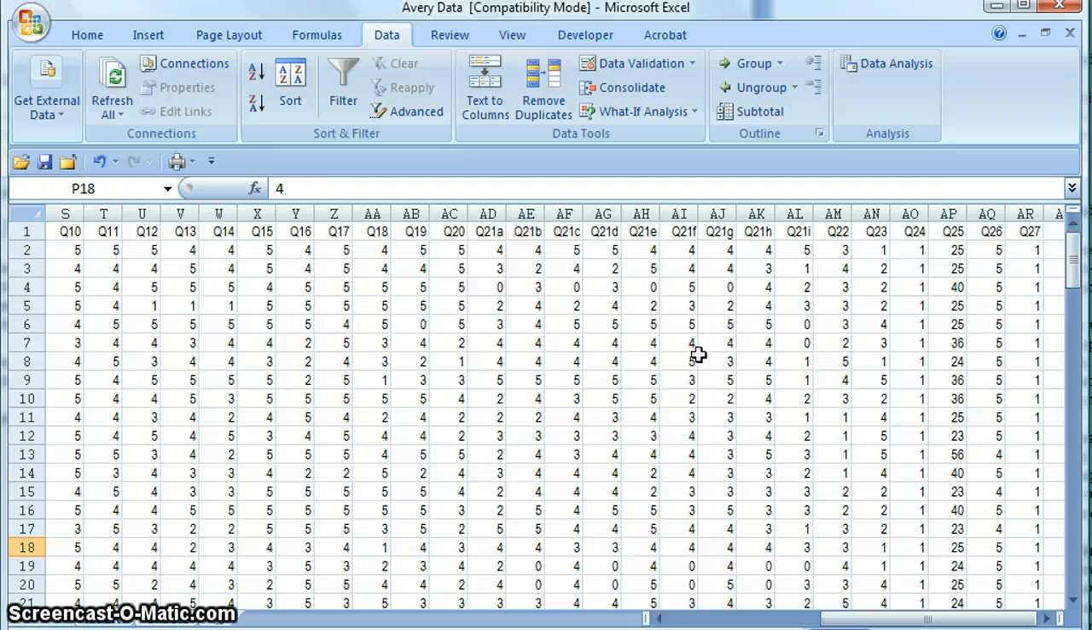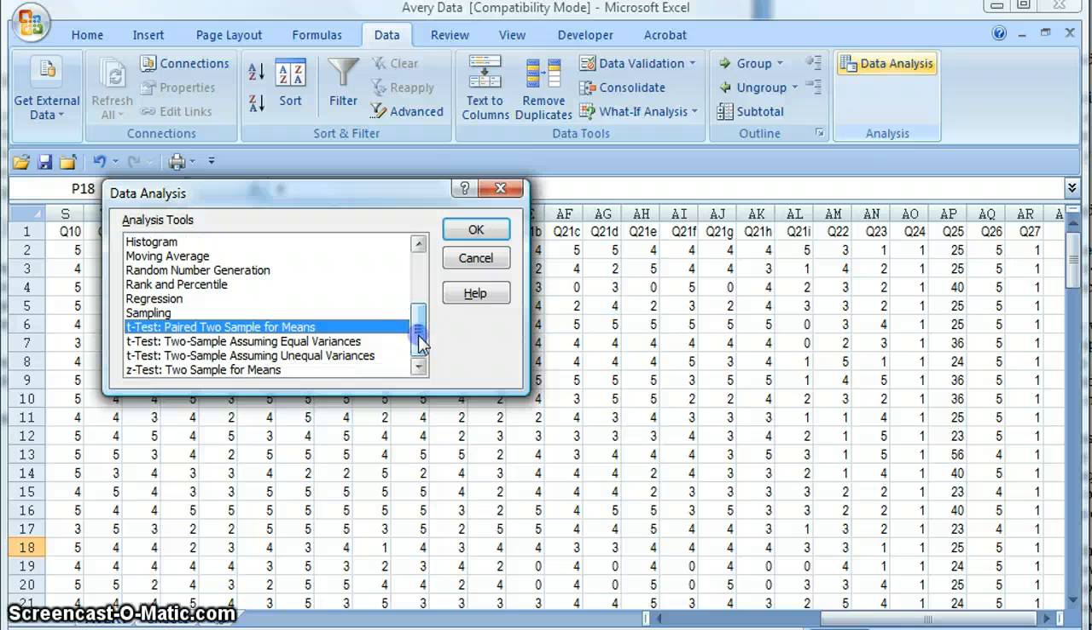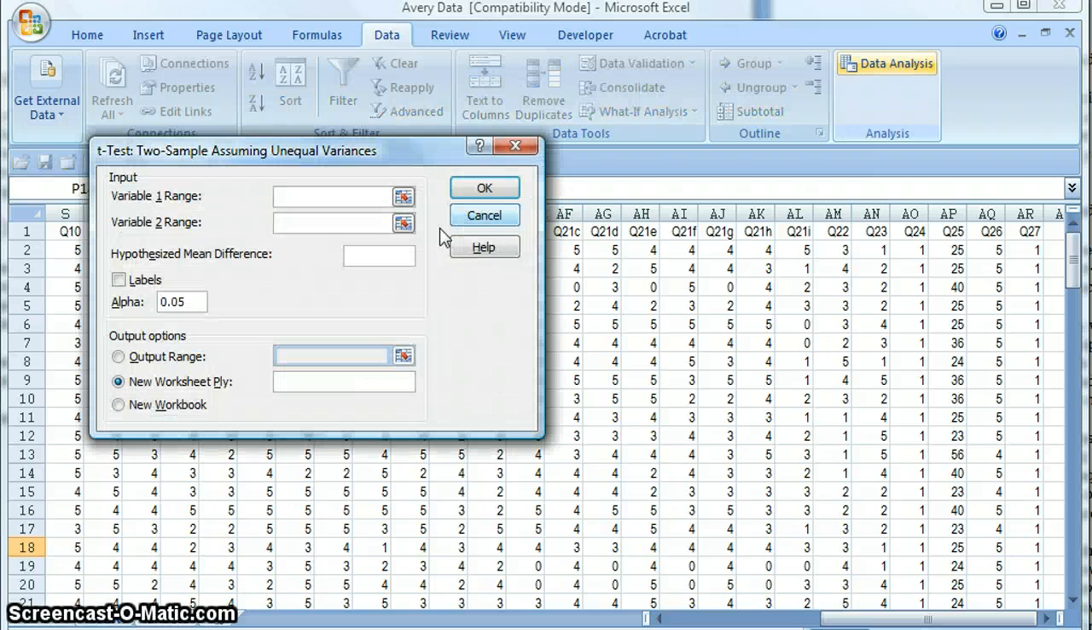Alright, so to perform the test, we are going to click Data Analysis, and then t-test, two-sample, assuming unequal variances. There is another test here assuming equal variances, but there'd hardly ever be any circumstances where we would know that the variances between the two groups are equal. There's no reason to assume they're equal, so we'll just assume they're unequal. We click OK there.